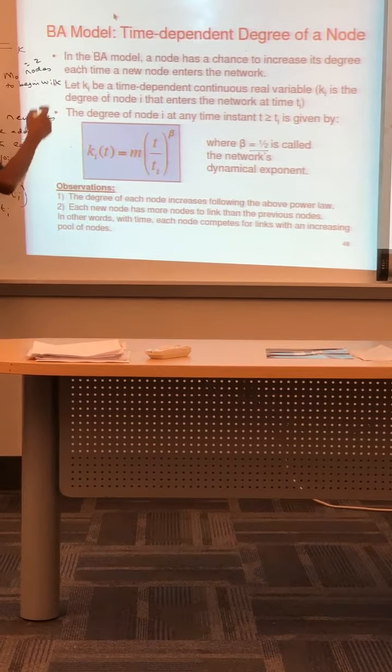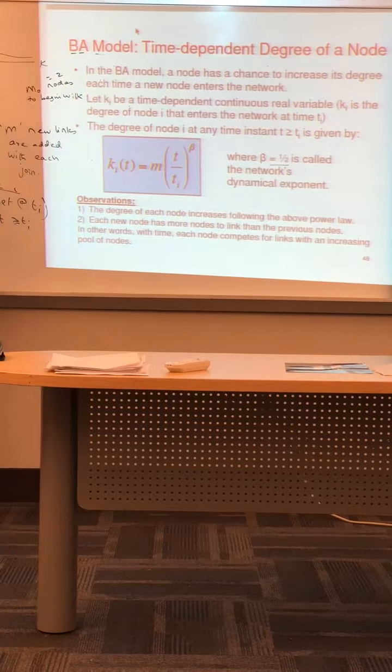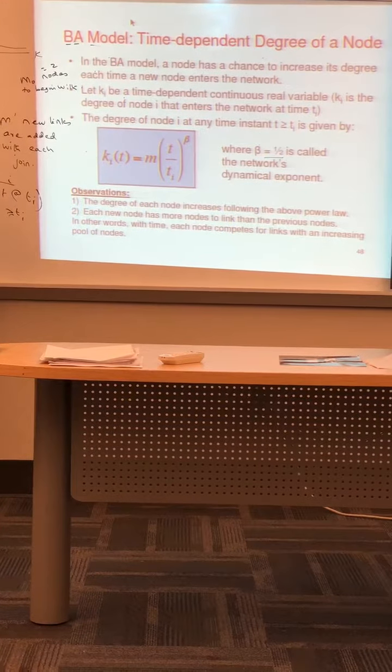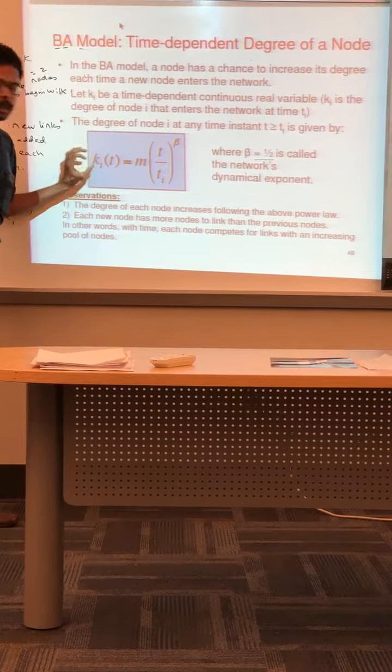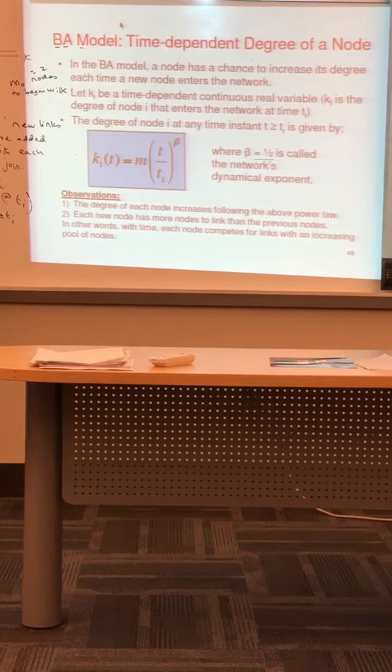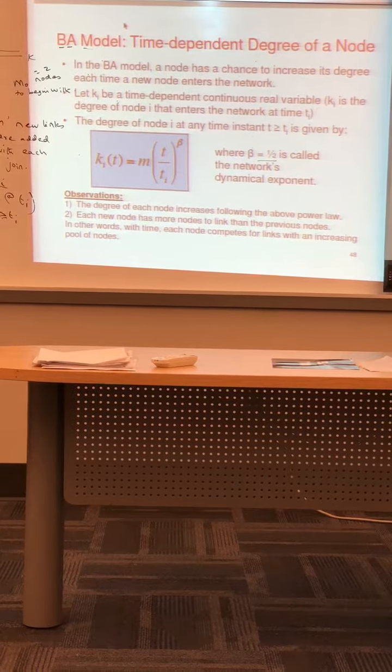So we are looking at something called the Barabasi-Albert model, after the names of the 2 people who came up with this. Okay, so BA model. This is the formula expression for the degree of a node at any time.